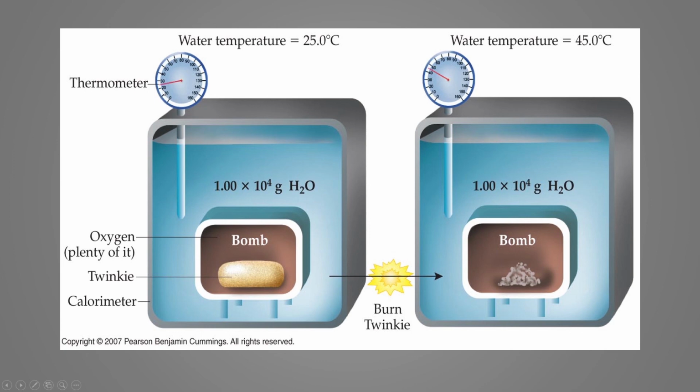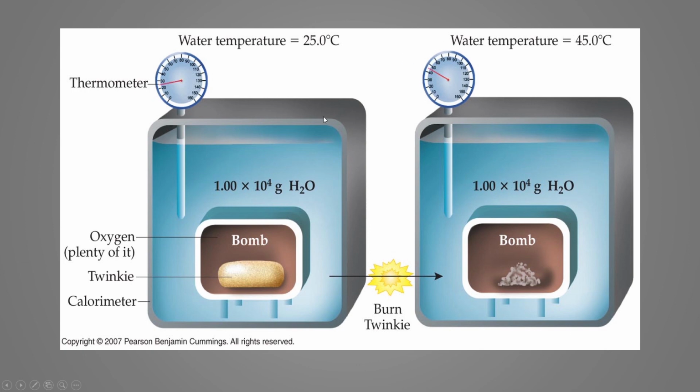The temperature of the water in the beginning is 25.0 degrees Celsius, and inside this calorimeter we have a bomb which actually has a Twinkie and enough oxygen to completely burn this Twinkie. When this Twinkie burns, it will release heat. And the heat, as the walls are insulated, cannot escape from the system, so it will all be absorbed by the water that surrounds this bomb. And when the water absorbs the heat, the temperature will increase from 25 to 45 degrees Celsius.